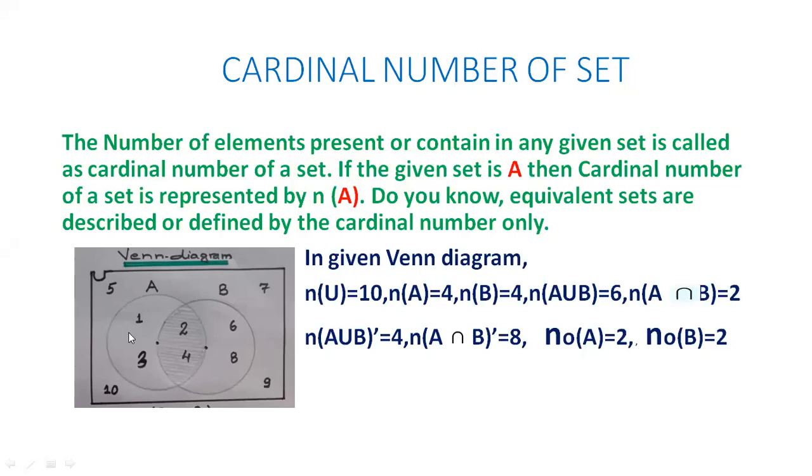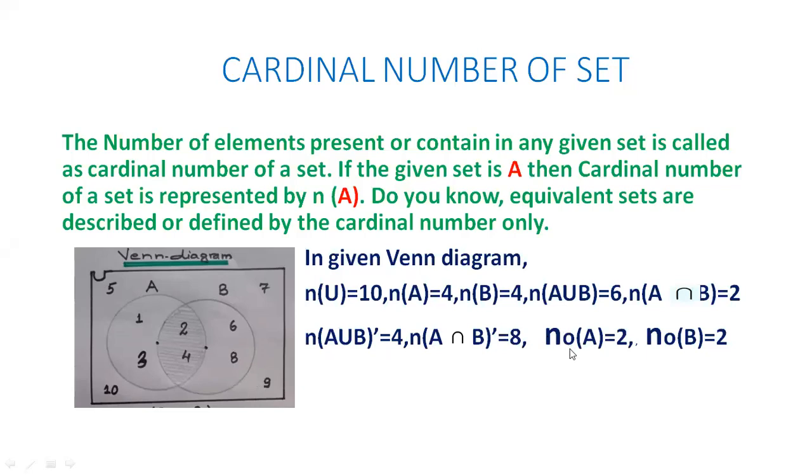What will be remaining there? 1, 3, 6, 8, 5, 10, 7, 9. How many are there altogether? 8 elements are there. Good. Now tell, look here, only A.